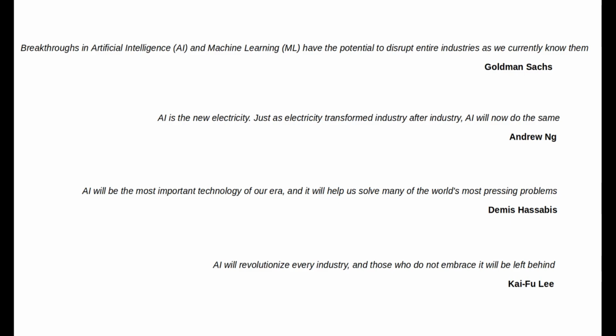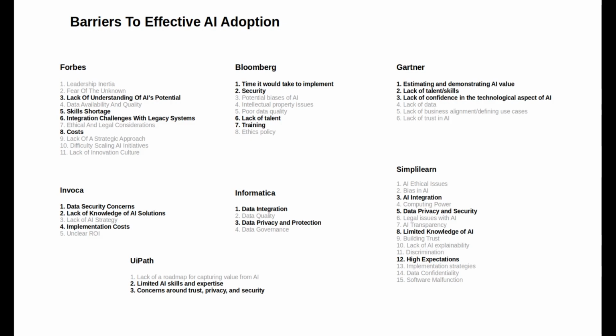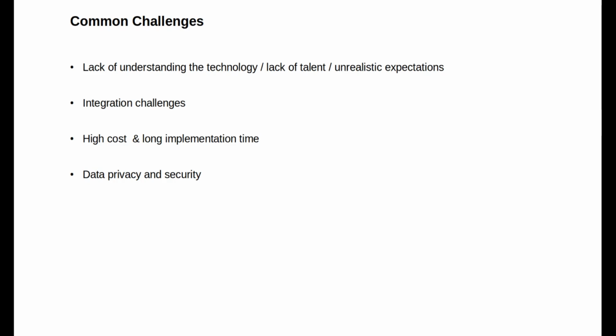But why is that? If we look at what business analysts from Forbes, Bloomberg, Gartner, and others have identified as barriers to effective AI adoption, we can see some common themes. Lack of understanding the technology, lack of talent, and sometimes unrealistic expectations. Integration challenges. High cost and long time to implement. Data privacy and security concerns. How can we address these challenges?